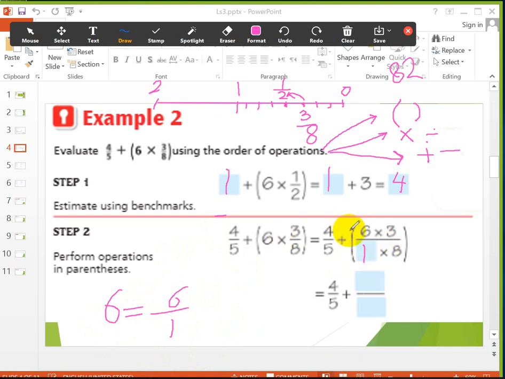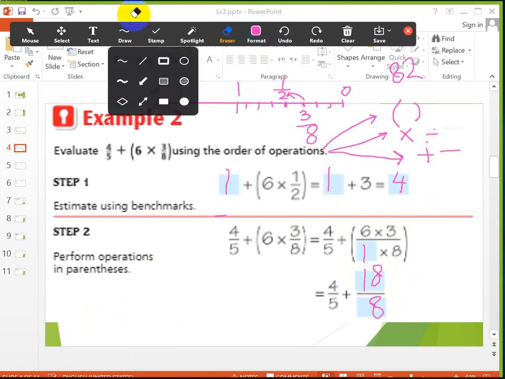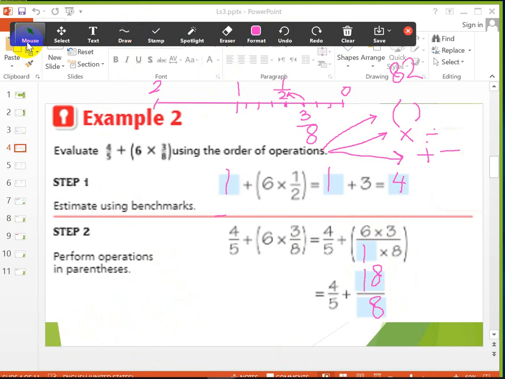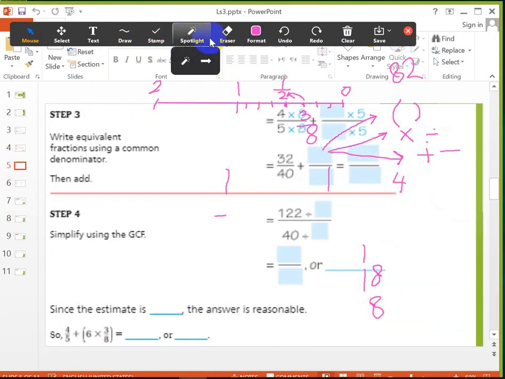Now I will multiply numerator with numerator and denominator with denominator. So 6 multiply 3 equals 18, and 1 multiply 8 equals 8. Okay, this is step 2, and we did the operation between parentheses. Let's move to step 3.